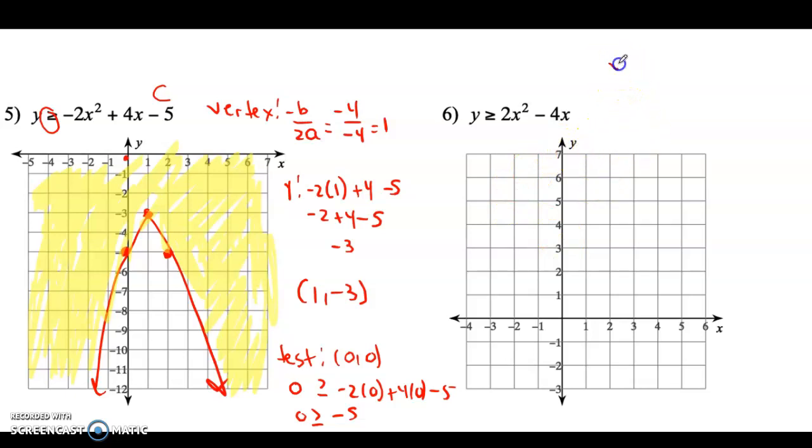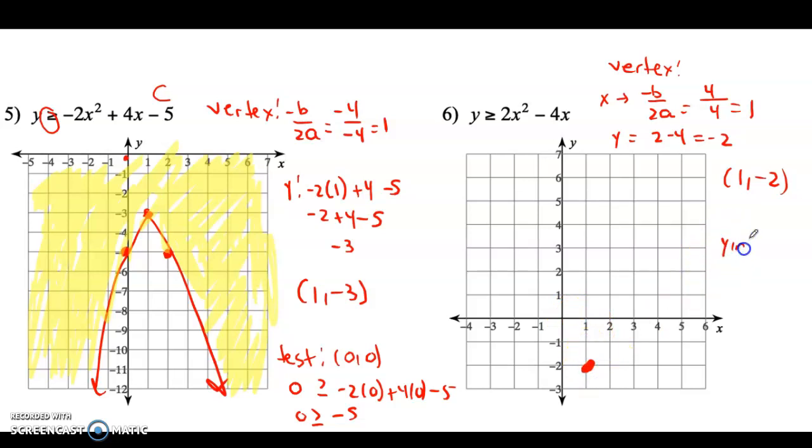We're going to have for the vertex, the x-coordinate is going to be negative b over 2a, which is 4 over 4, which is 1. The y-coordinate, you're going to substitute it in, so we're left with 2 minus 4, which is negative 2. So my vertex is 1, negative 2. First thing I do is plot this, 1, negative 2. Second step, I find my y-intercept. We know my x-coordinate is always 0, and my y is going to be the c. There is no c there, so it's 0, 0.